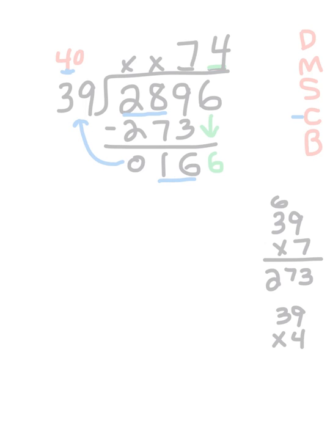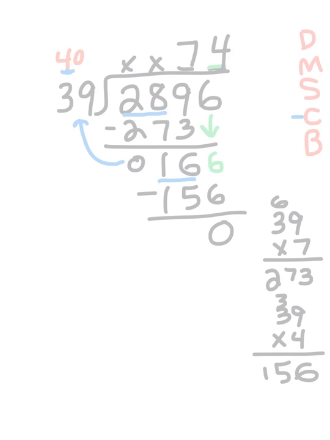39 times 4. 9 times 4 is 36, carry a 3. 4 times 3 is 12, plus 3 more is 15. So I put my 156 underneath my 166, and my next step is to subtract. 6 minus 6 is 0, 6 minus 5 is 1.